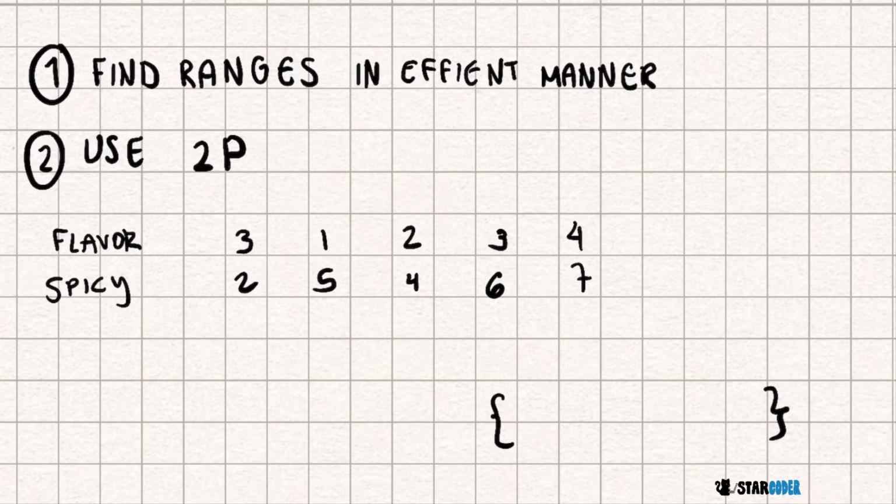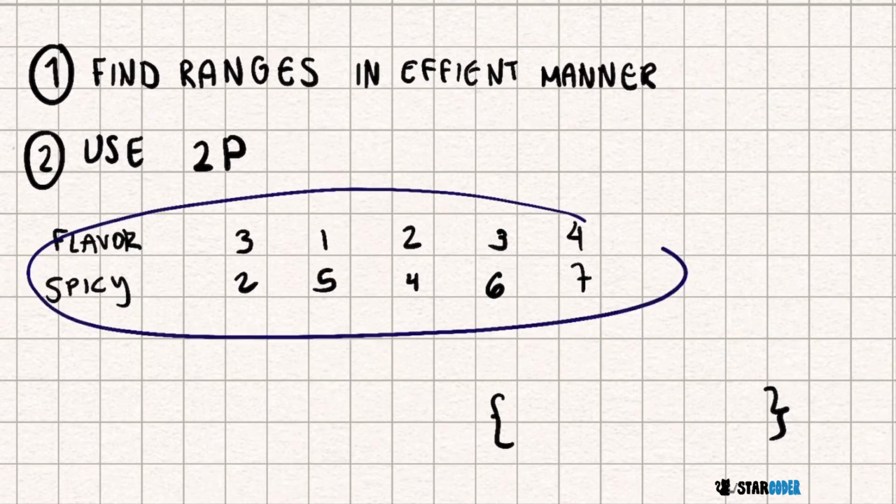We are still going to find ranges and we're still going to find the spiciness of every range, but we're going to limit the number of ranges that we use by using 2 pointers. So let's take this example right here.